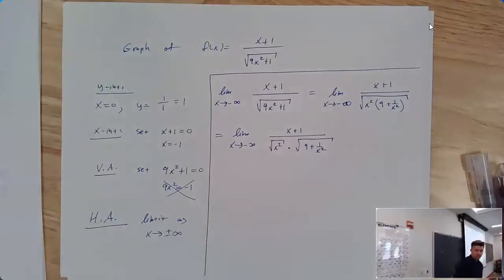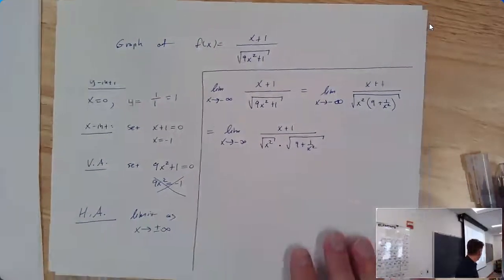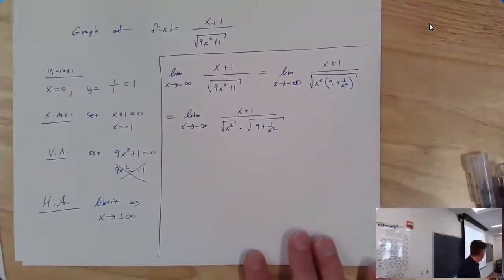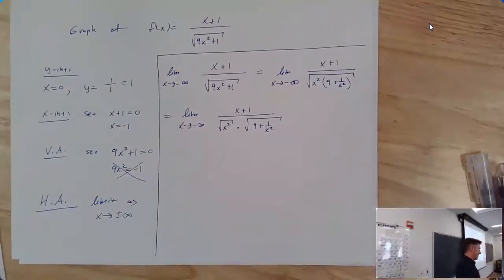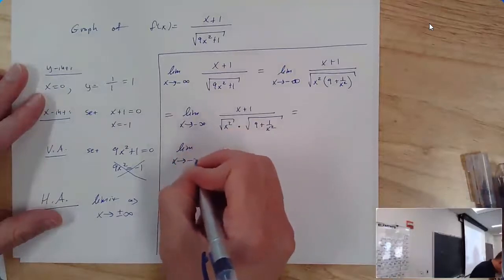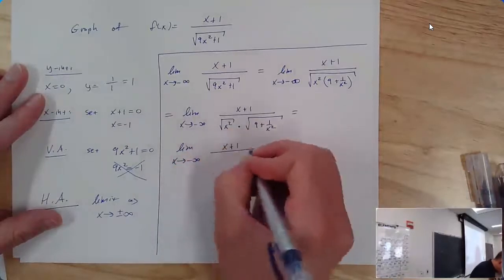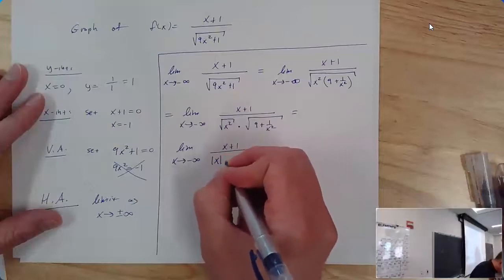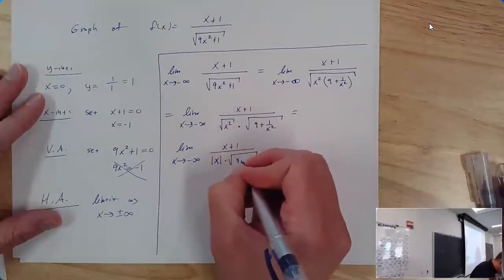Nothing too weird yet. Okay, now here's where things get weird. Now I know I kind of said this before. I kind of said the square root of x squared is kind of like x, but it's not actually x. What is the square root of x squared actually equal to all the time? Absolute value of x. So what we have here really is the limit as x goes to minus infinity of x plus 1 over the absolute value of x times the square root of 9 plus 1 over x squared.